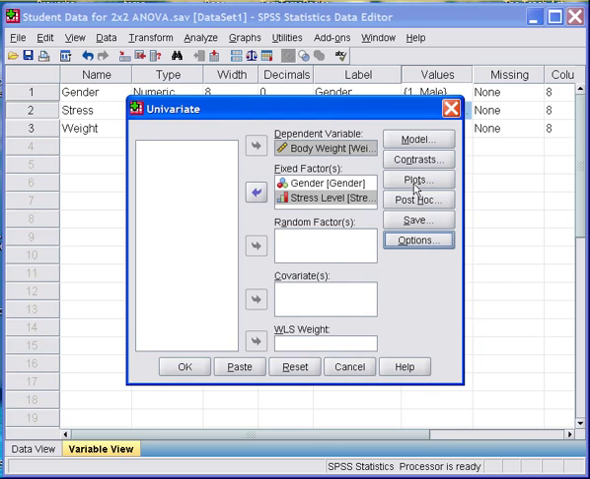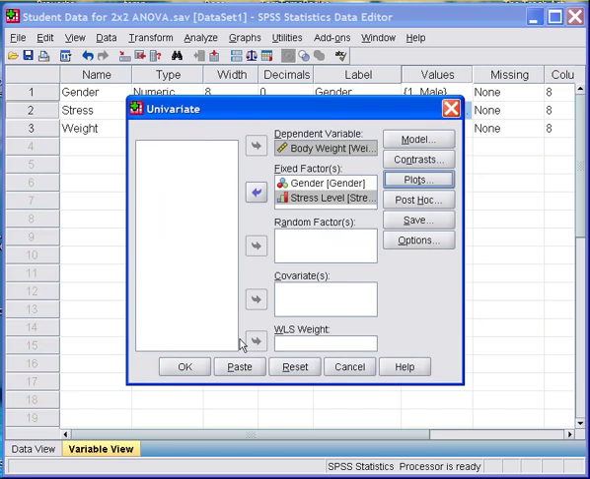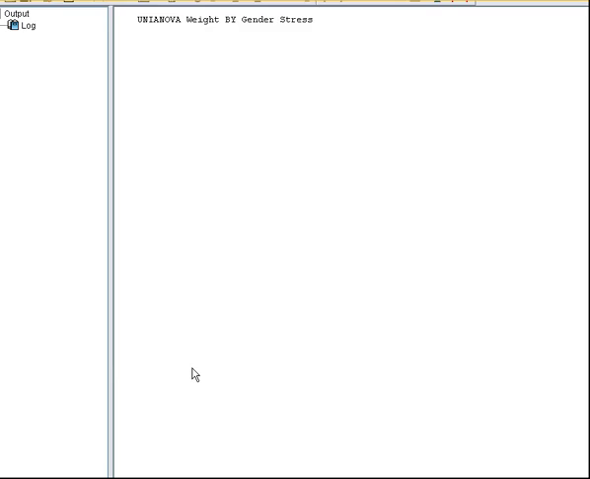Also, it's always nice to have a graph of your results, and so we can go ahead and identify for our graph which of these two factors will be on the horizontal axis. I'll go ahead and put stress on the horizontal axis, and which one of our factors will be represented by separate lines, and I'll go ahead and choose gender for that. So one line will represent males, the other line will represent females, and I'll say add and continue. Okay, we'll go ahead and do the data analysis, clicking on OK.